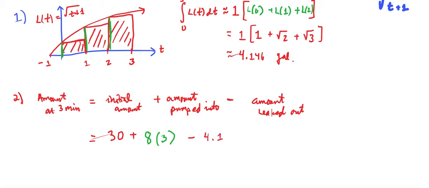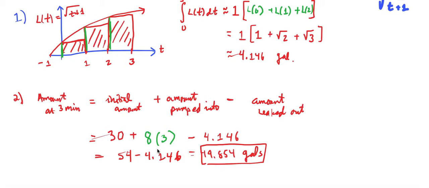So minus 4.146. Okay, so this ends up being 30 and 24 is 54 minus 4.146. So type that into a calculator, 54 minus 4.146, and I get 49.854. And our units here are gallons. Okay.